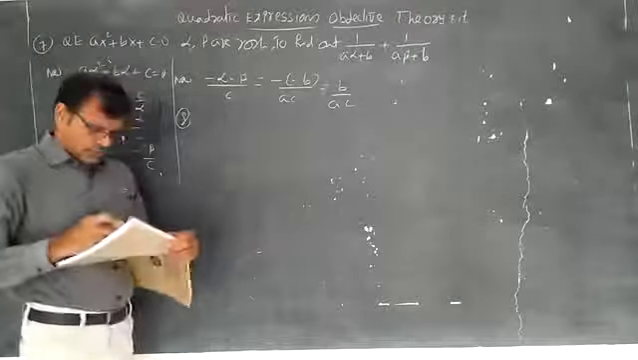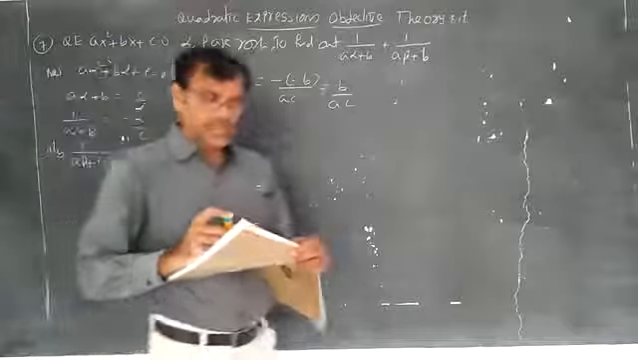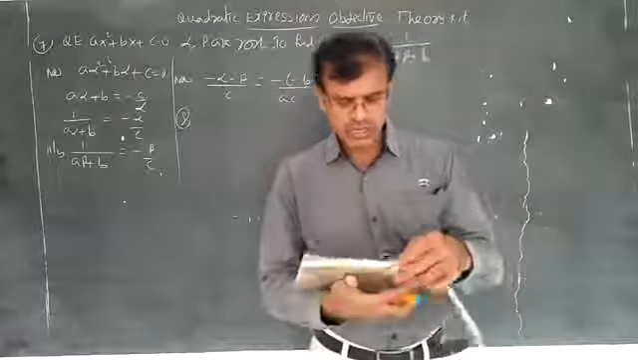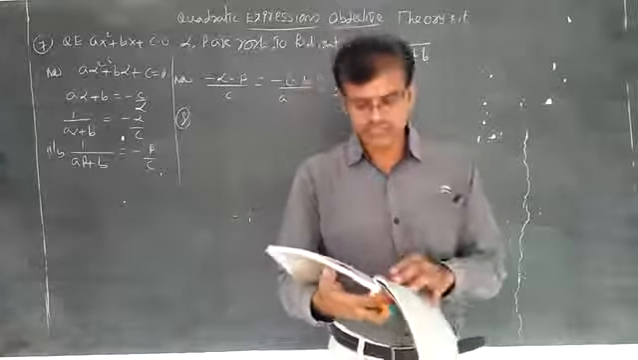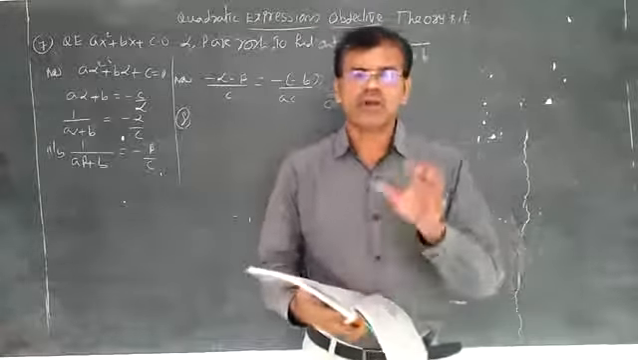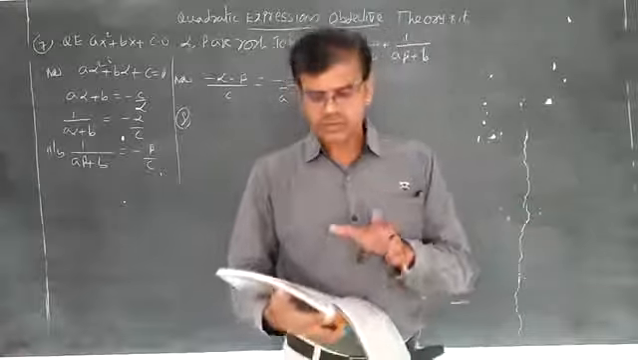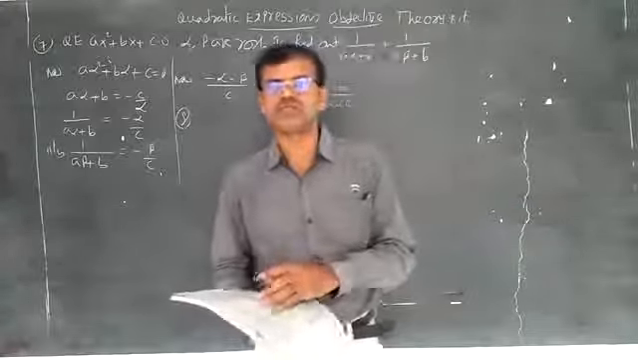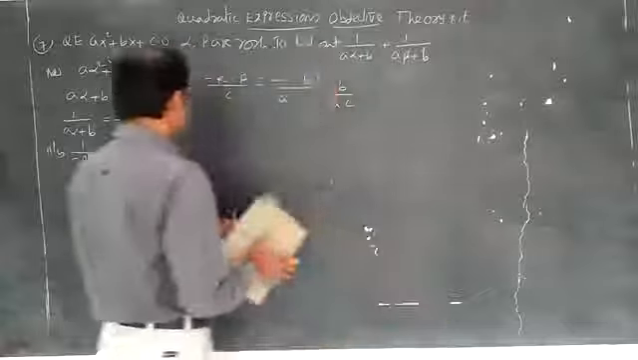Eighth question. If the roots of ax square plus bx plus c equal to 0 and bx square plus kx plus r equal to 0 differ by the same quantity, that means the modulus of the difference of the roots of the first equation is equal to the modulus of the difference of the roots of the second equation.